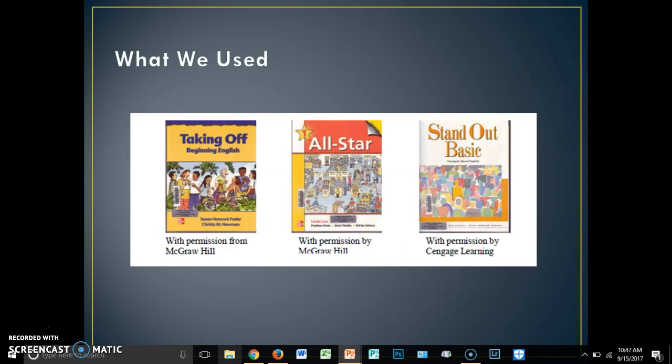We looked at these three ESL textbooks, Taking Off. Kathy looked at that one. Connie took All-Star, and I took Standout Basic. These were all designed for Level 1 ESL. We each took one unit and we looked for sight words, words in pattern, and the beginning consonants to focus on.